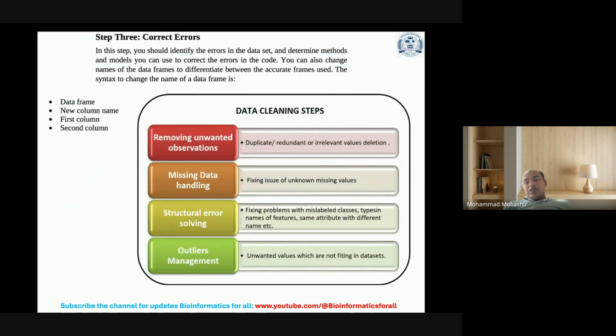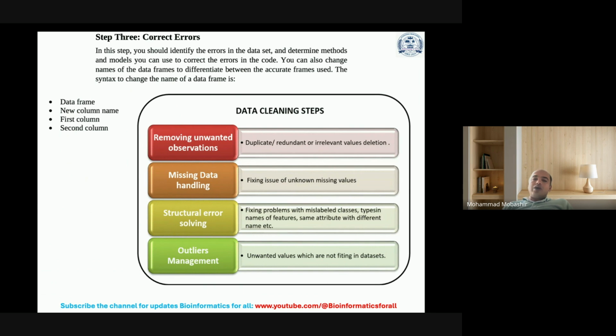Now, step three is the correction part. Here you need to identify the errors in the data set and determine the methods and models you can use to correct the errors in the code. You can also change the names of the data frames to differentiate between the accurate frames used. The syntax to change the name of the data frame can be identified by using the coding language you are using. And data cleaning or correction steps could include removing unwanted observations, missing data handling, structural error solving, and outliers management.